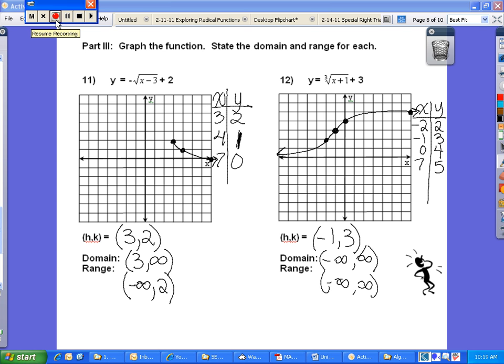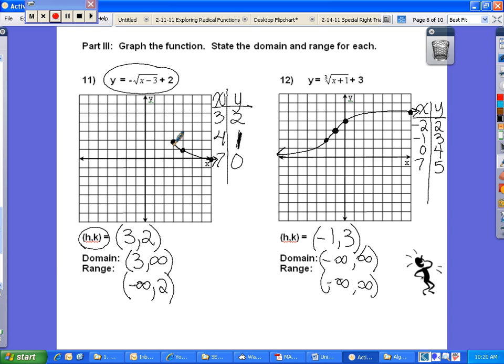Alright, so for number 11, again, you want to put this function into your calculator and then hit your second graph to find integer values or numbers that are exact that you can plot on your graph. Remember at least 3 to sketch it. Your graph is going to start at 3, 2. That's the H and K value for a square function. Your domain is from 3 to infinity, and your range is from -infinity all the way up to 2. Again, it stops at 2.